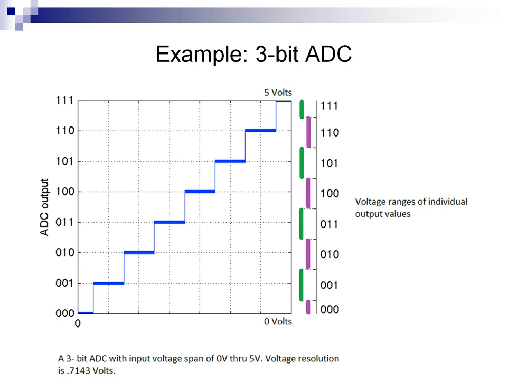This is an example of a 3-bit ADC. And what we have here is a span of 0 through 5 volts, which therefore provides us a voltage resolution of 0.7143 volts. That means that the input could change by that much before you see a 1-bit change at the output. And so you have a total of 8 bins, starting at 000 all the way to 111.